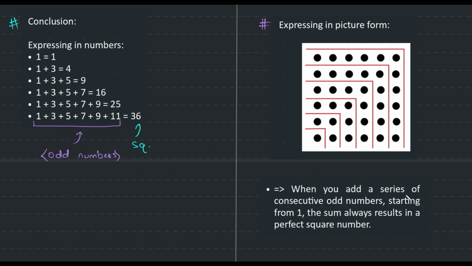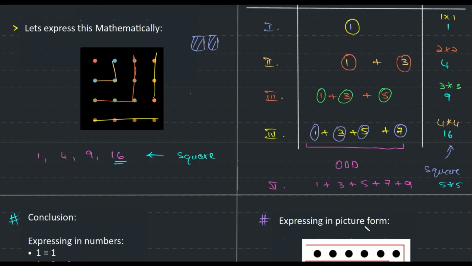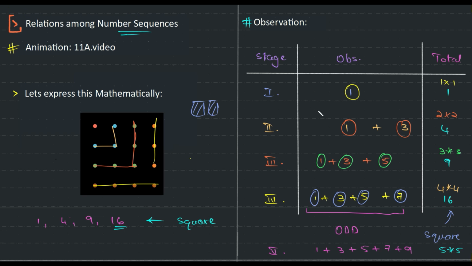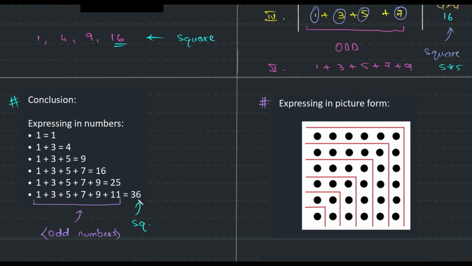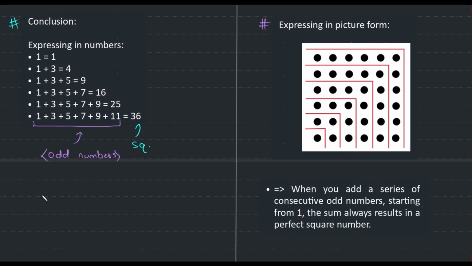So when you add a series of consecutive odd numbers starting from 1, the result is always a perfect square number. So what we are looking at is that from one sequence, we are able to relate it to another sequence. This 1 plus 3 plus 5 plus 7 plus 9 and so on and so forth is a sequence of its own. This is a set of odd numbers. So a bunch of odd numbers are related to squares of numbers. That's what you need to understand. They are related.